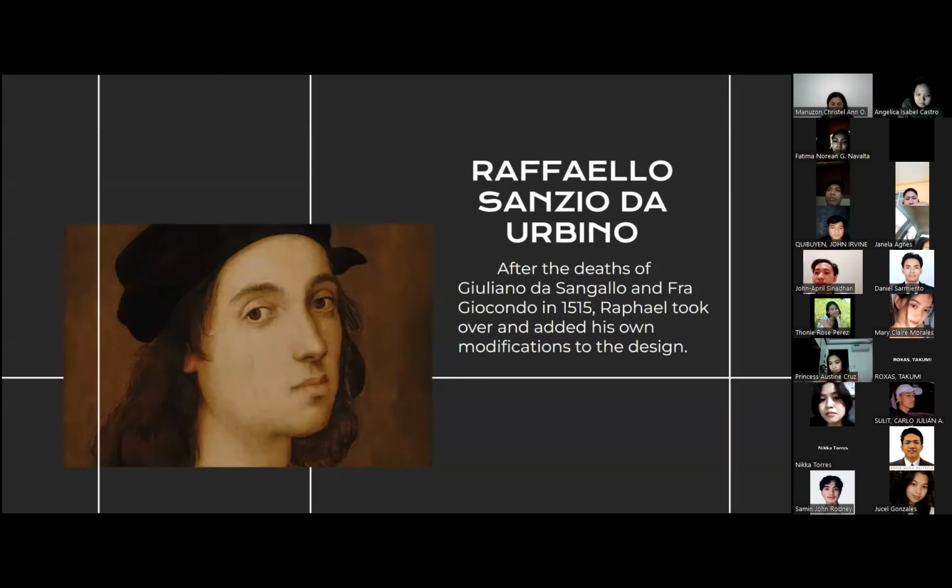And the next architect is Fra Giocondo. We only included 6 architects, but I will also try to insert those we did not include in the slides. So next architect is Fra Giocondo. In 1513, Pope Leo X appointed Fra Giocondo as architect of the new church of St. Peter in Rome.